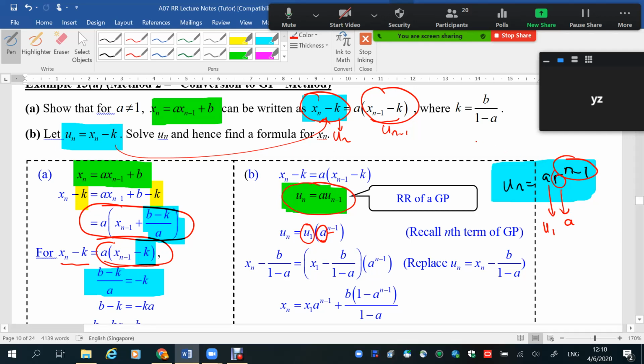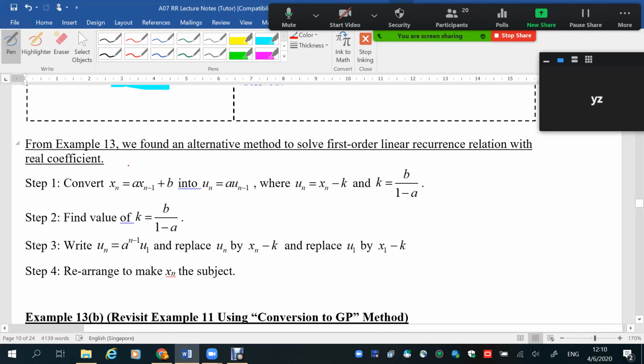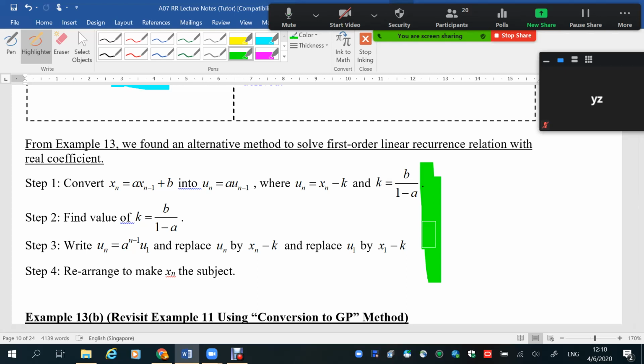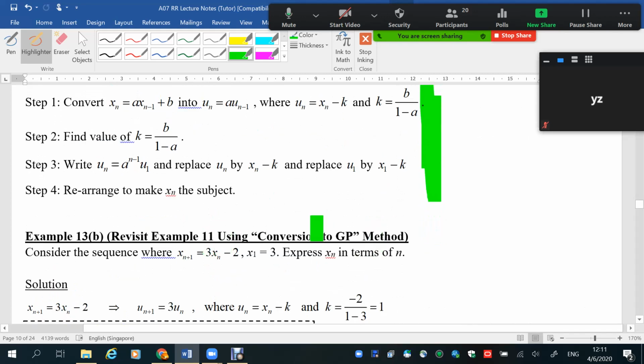Okay, procedure-wise, we have listed out the steps for you. Step 1, convert to this. Step 2, convert to this, step 3, etc. But this way of finding the general solution of a recurrence relation is actually quite dumb. So most of the time, I will not be using this method, and I also don't recommend you using it. Okay, so just practice with one example using the conversion to GP method.